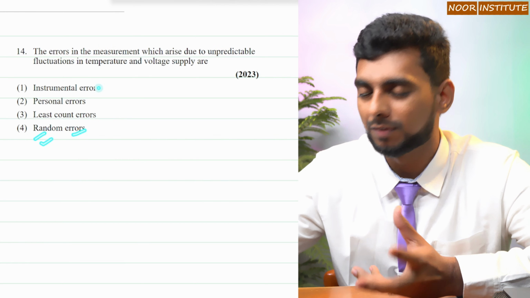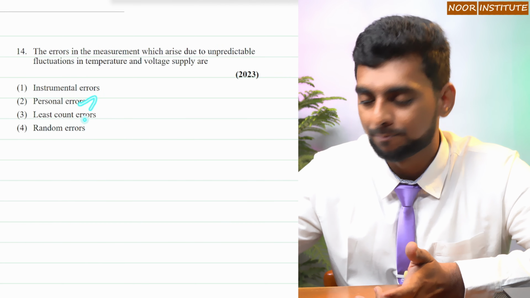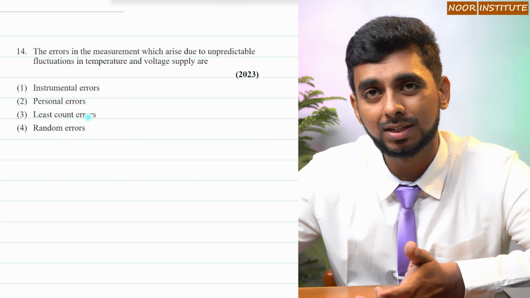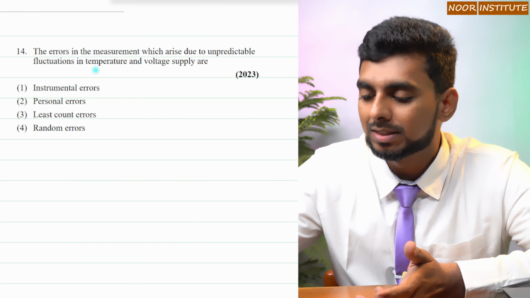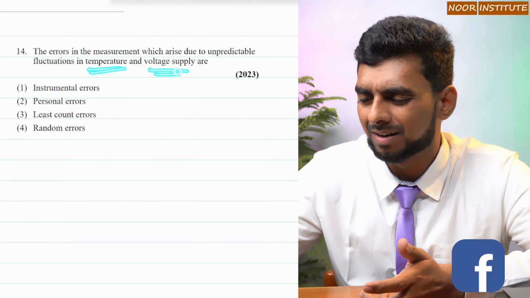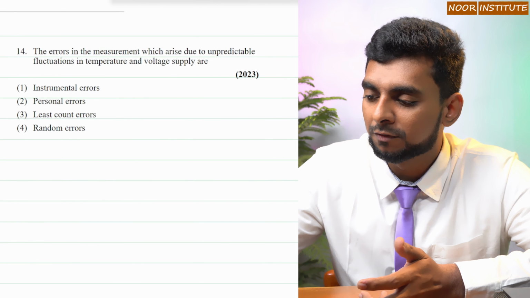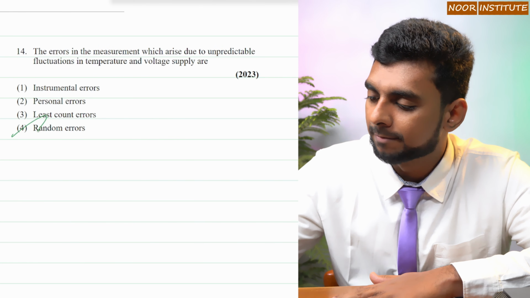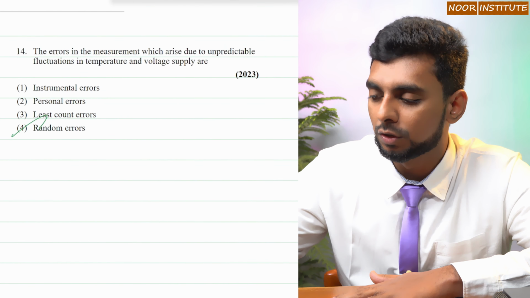Instrumental error is something that we could control. Personal error is a mistake done by us. Least count errors could be rectified. But this thing, the surrounding temperature and the voltage fluctuation, cannot be controlled. Therefore, that thing falls into the category of random errors, right? So this is a kind of statement based sum. This is the last sum that you should know in this chapter.